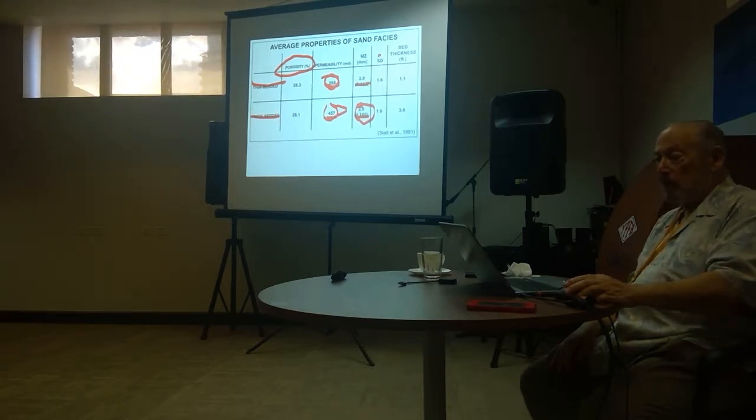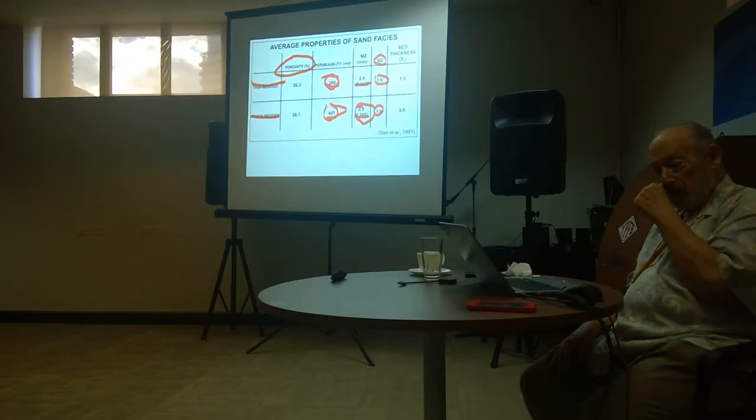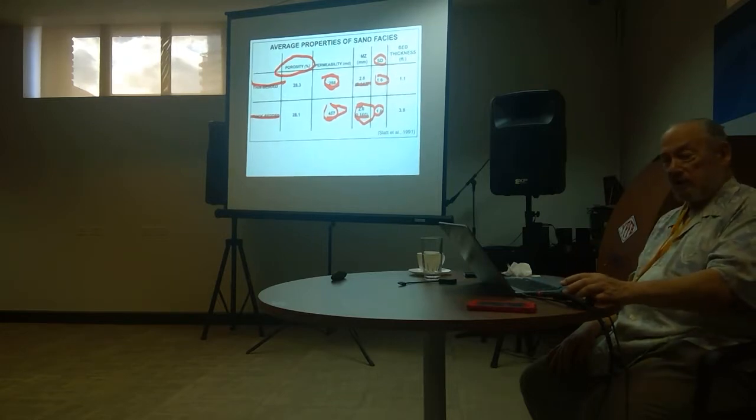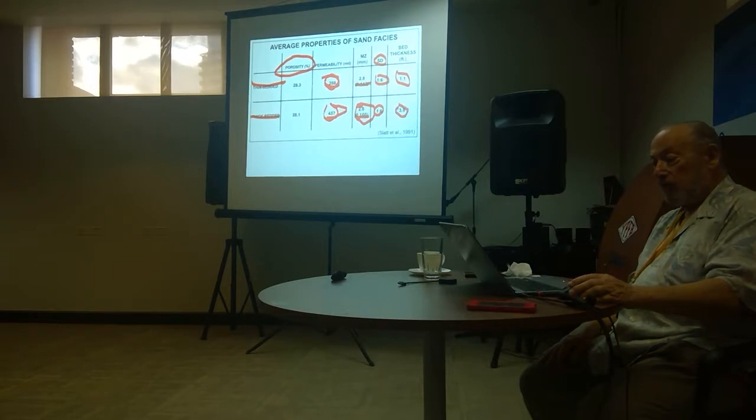A numerical measure of sorting is here, and the sorting was equal, so that did not play a role in the difference in porosity and permeability. And your average bed thickness is 1.1 feet versus 3.8 feet.